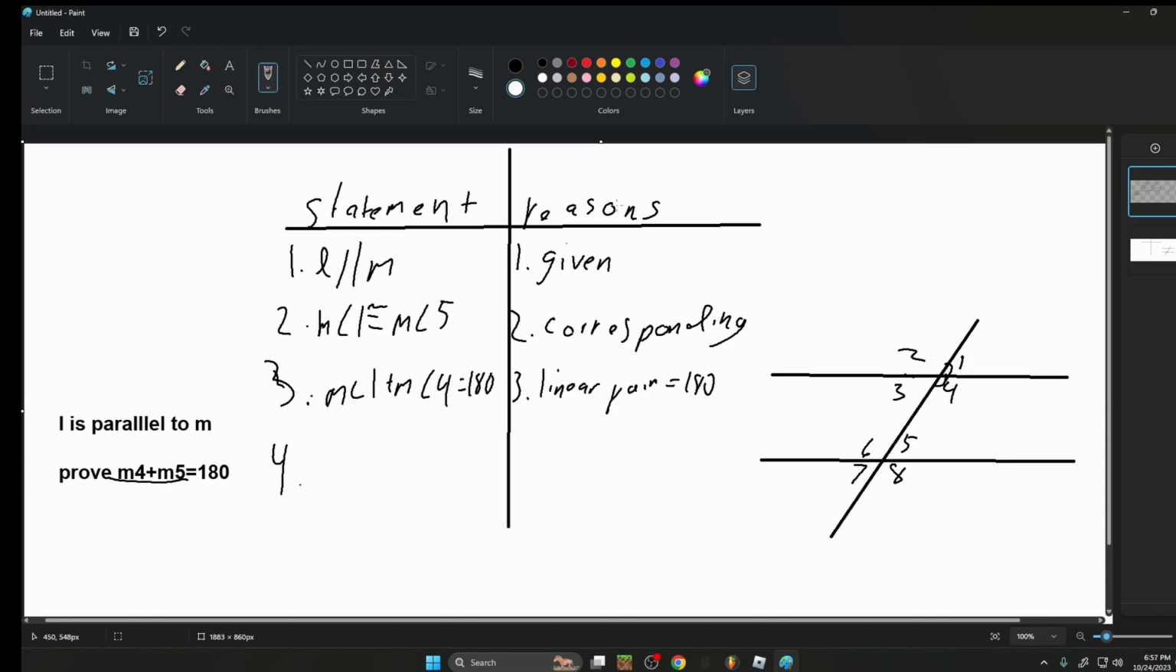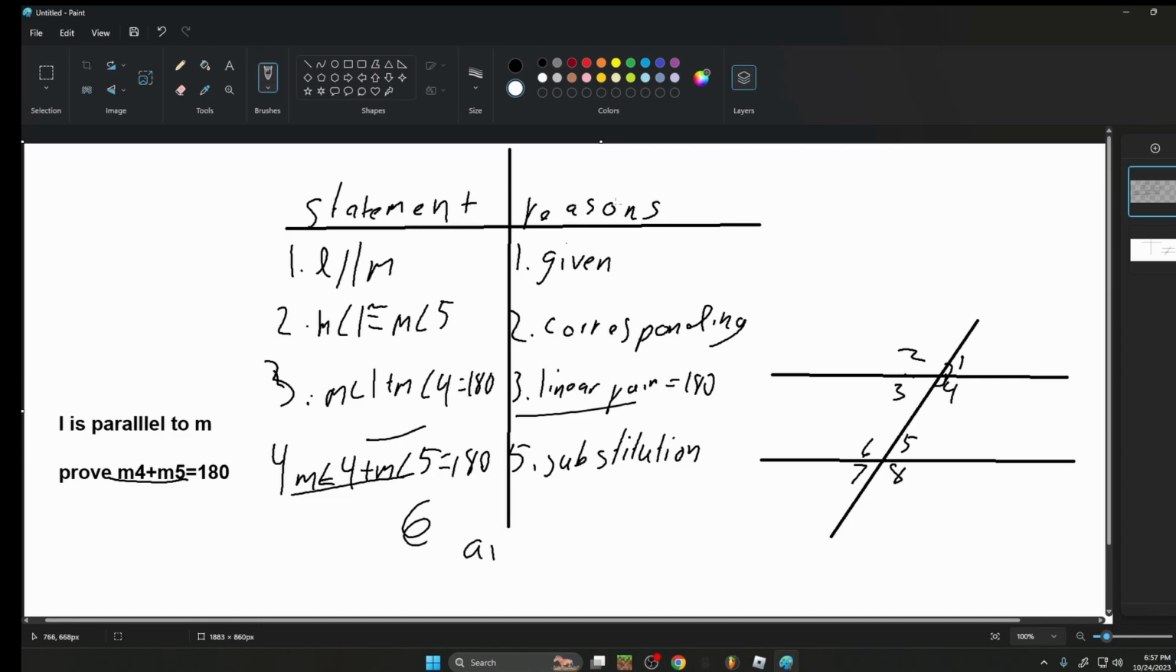You see there? Measure of angle 4 plus measure of angle 5 equals 180. We could just substitute. Easy, nice. Then substitution. I don't know how to write it, alright? I only knew how to do the math, the proofs, right?